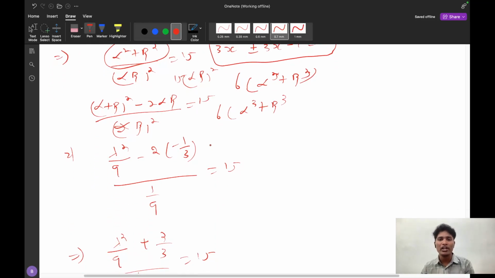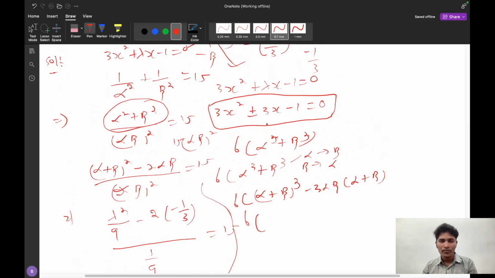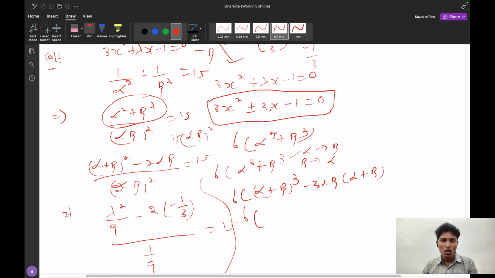So what is the value of 6 into alpha cube plus beta cube? I already said, if I replace alpha with beta here and beta with alpha, there is no change in the equation. So simply this is a symmetric equation. For the symmetric equation, I can write the complete expansion, that is (alpha plus beta) whole cube minus 3 alpha beta into (alpha plus beta). I can write 6 into, what is alpha plus beta? Alpha plus beta is minus b by a whole cube. So what I can take here?